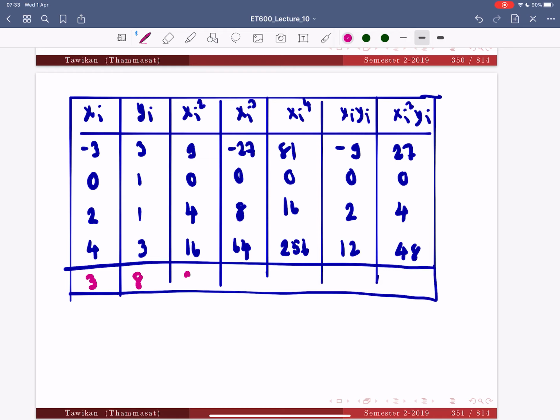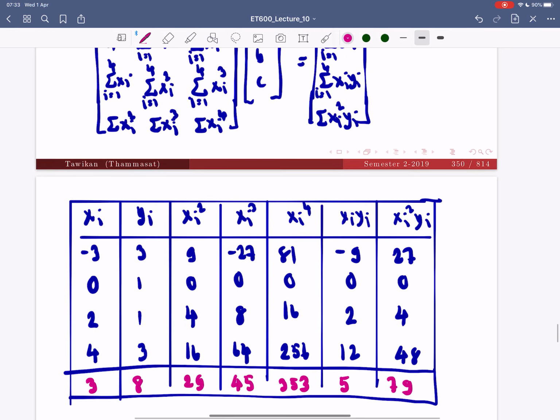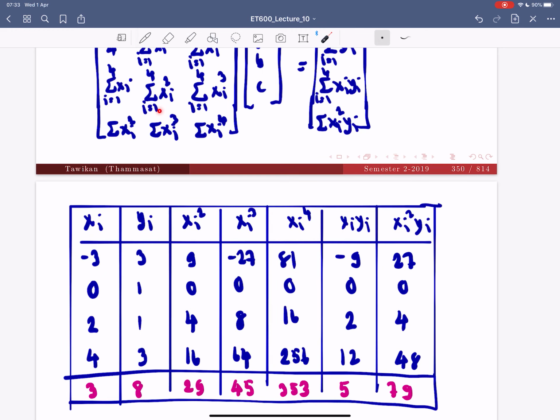Sum of SI squared is 29. The sum of SI cubed is 45. The sum of SI to the power 4 is 353. And the sum of SI times YI is 5. The sum of SI squared times YI is 79. Now you get the coefficient matrix and also the right hand side vector.